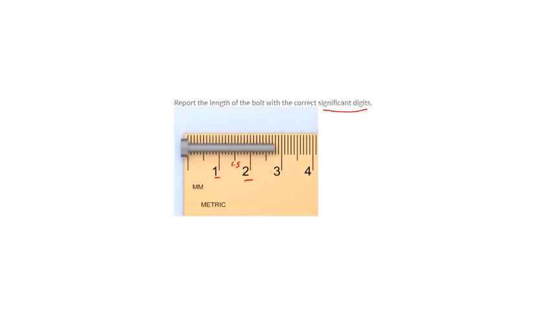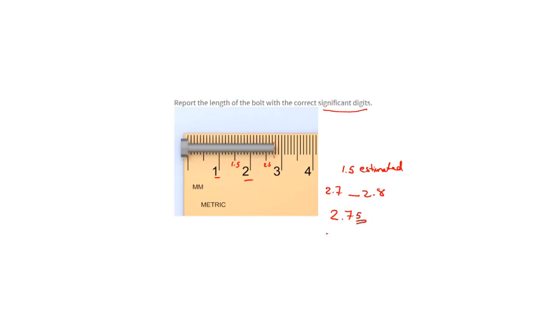So whenever you read, that 1.5 is for sure, right? So there will be a number after that which is estimated. So always we have to show the estimated number as well. And the length of the bolt is approximately here, in between 2.7 and 2.8. That means it's not exactly 2.8, it is not exactly 2.7. So I will read this one as approximately 2.75. This is the estimated number.